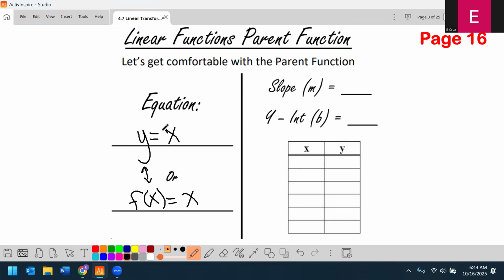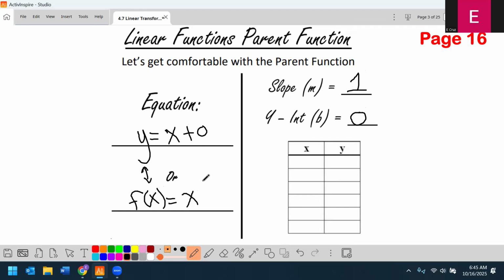So even though all we see is letters in my parent function, you should know that the slope is 1, because anytime you don't see a number with x, there's a 1 there. You should also know that the y-intercept is 0. Again, there's nothing here, so it would be like a plus 0.